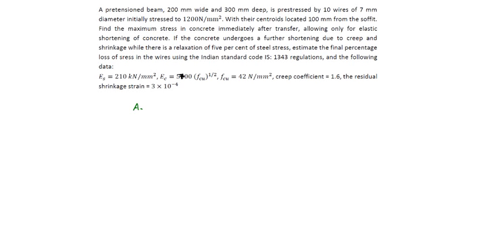Cross section area is given as 200 mm by 300 mm. So area of concrete will be equal to 6 into 10 power 4 mm square. Given Young's modulus of concrete as 5700 root FCU, where FCU is given as 42, so 5700 into under root of 42, which will be equal to 36,900 Newton per mm square.